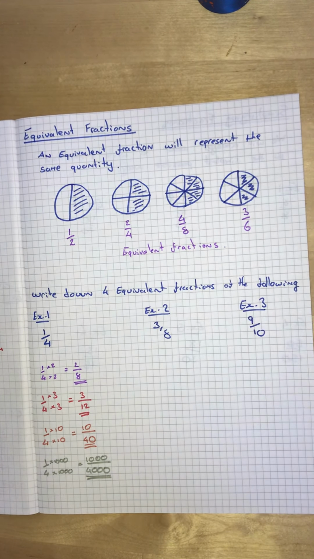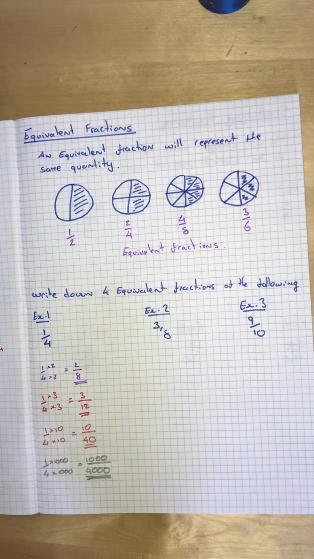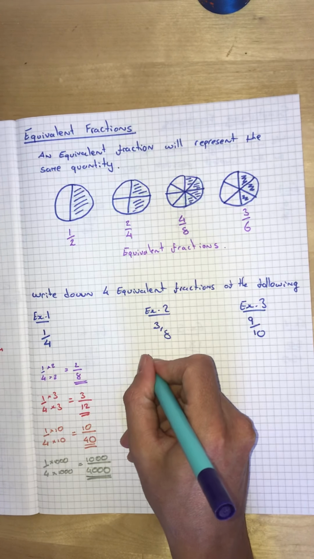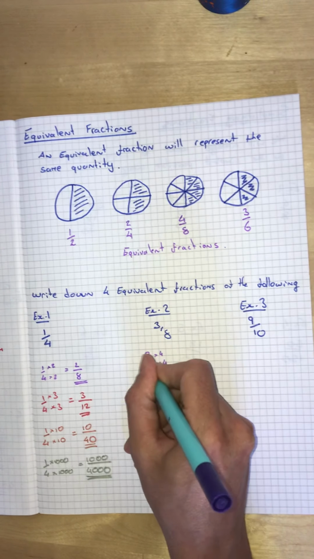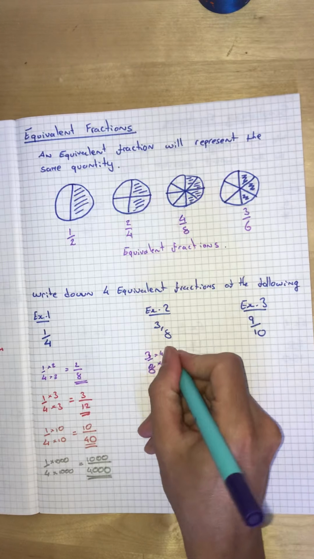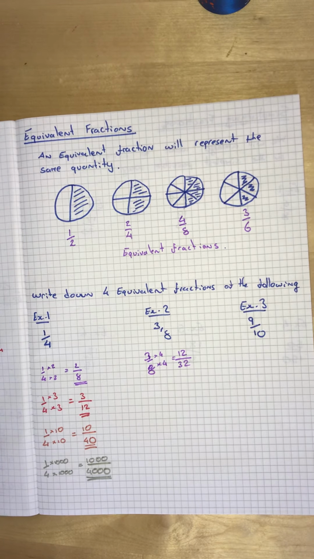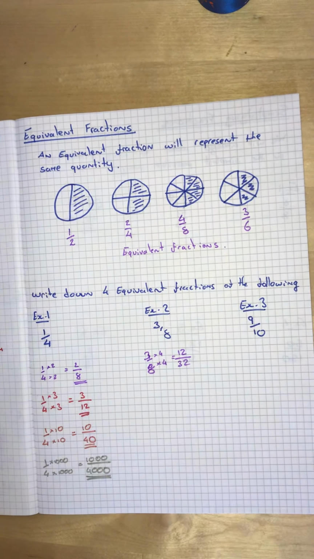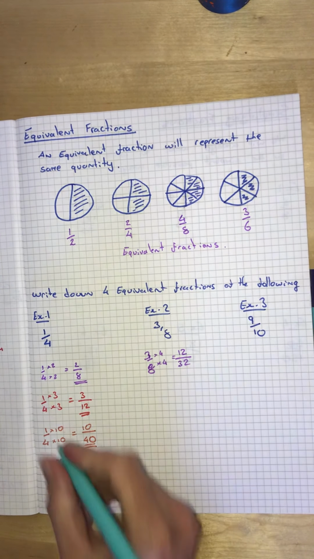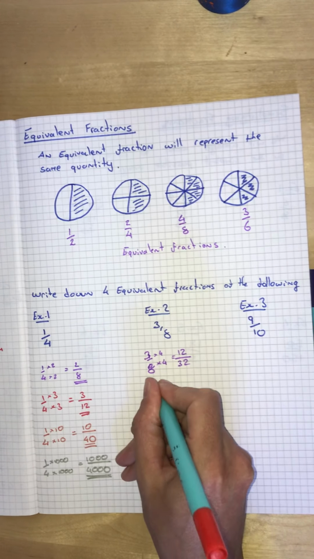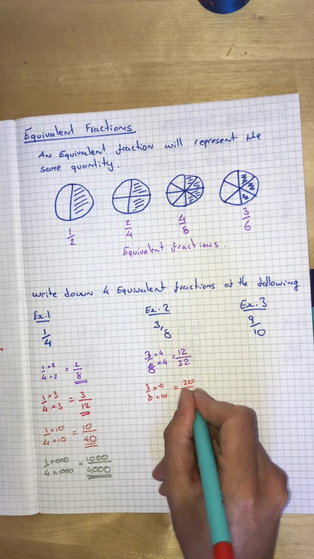Let's try the same way but with different numbers for 3/8. Let's times that by 4 this time. Times the top by 4, times the bottom by 4. 3 times 4 is 12. 8 times 4 is 32. So 3/8 is an equivalent fraction to 12 over 32. Let's choose another one. Let's do 10 again. So 3/8 times 10 to the top and bottom, and we get 30 over 80.